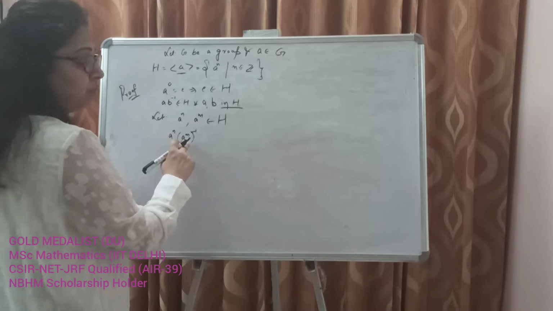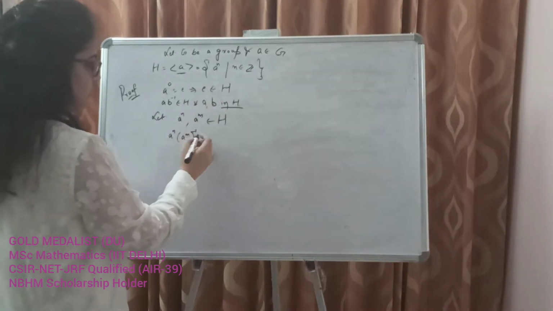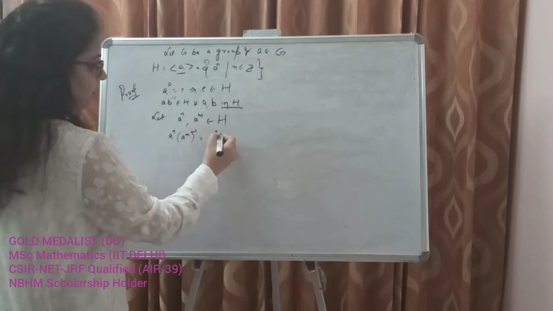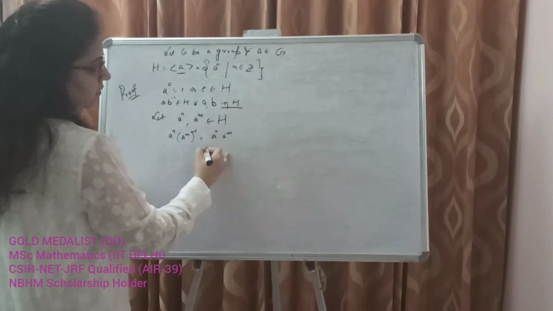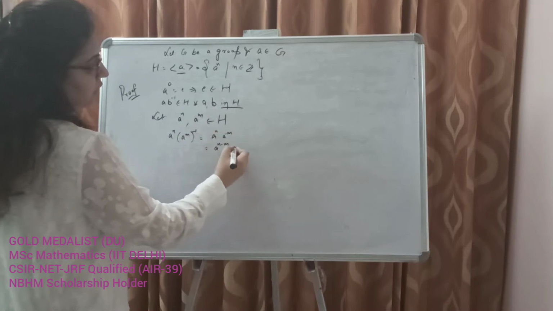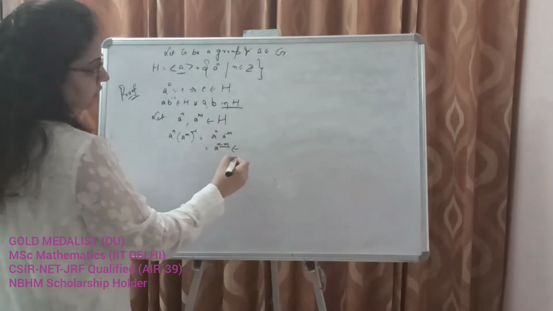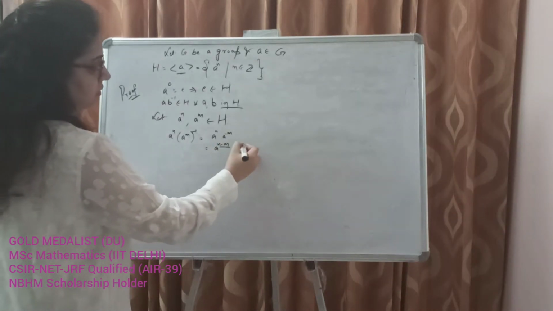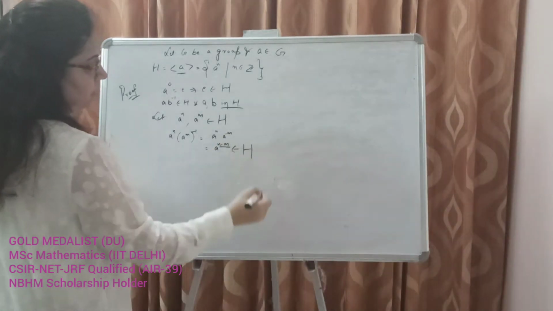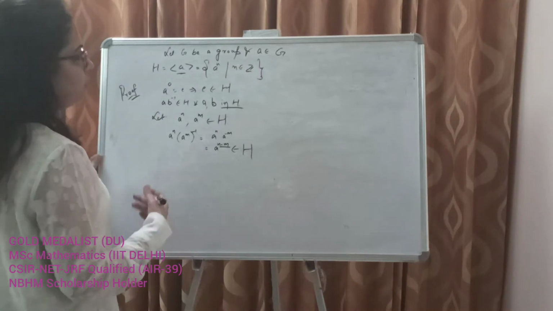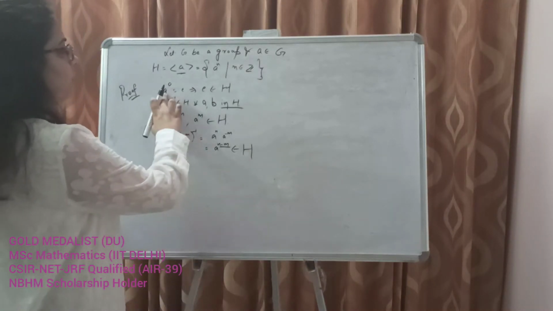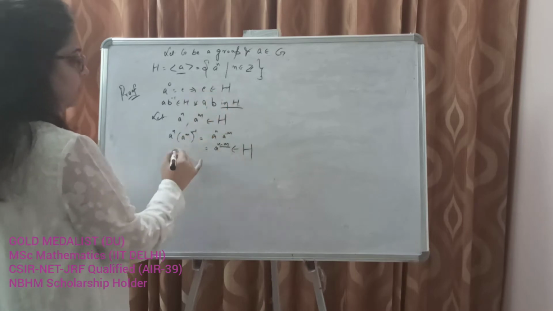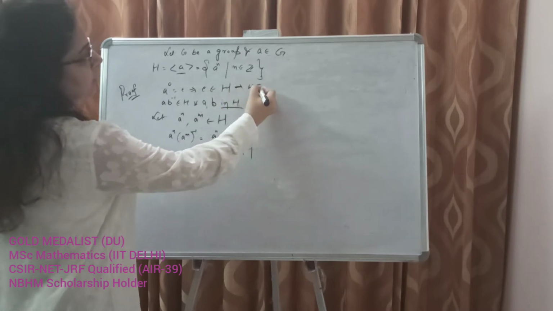First element into second element inverse, which is equal to a^n into a^-m, is equal to a^(n-m), which is a power of a. So it belongs to H, right? So we don't need to prove anything more, and we have already proved that identity belongs to H. This implies H is non-empty.